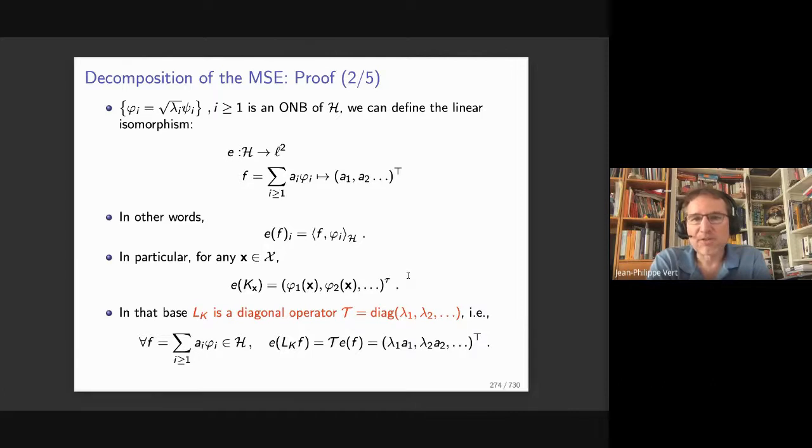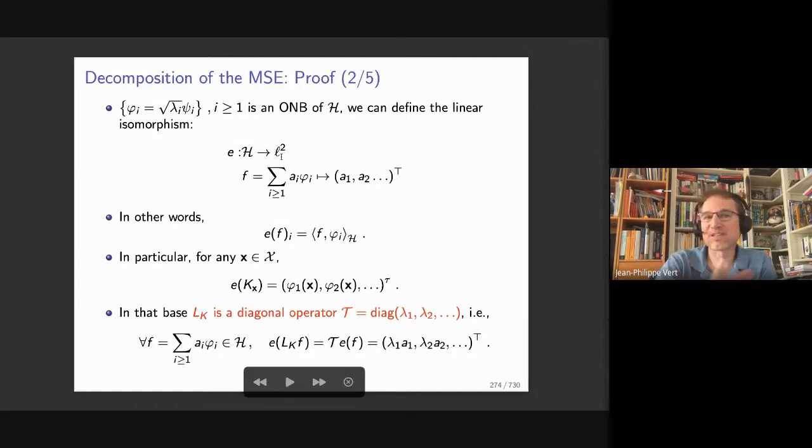Okay, so I will skip the details. I think there is no difficulty in doing that. Just if you try to redo that, just notice that what we call E, so here we create a small function E, which goes from the RKHS to small L2. So small L2 is just the set of sequences which are in L2, meaning sequences of numbers such that the sum of the squares of the numbers converges, right?